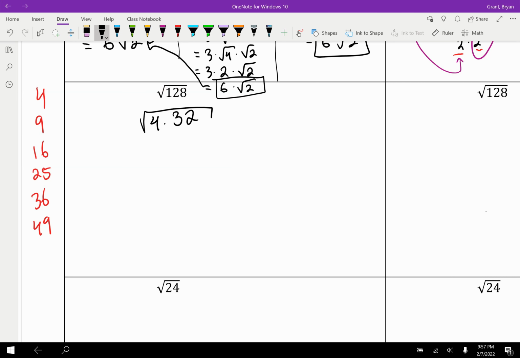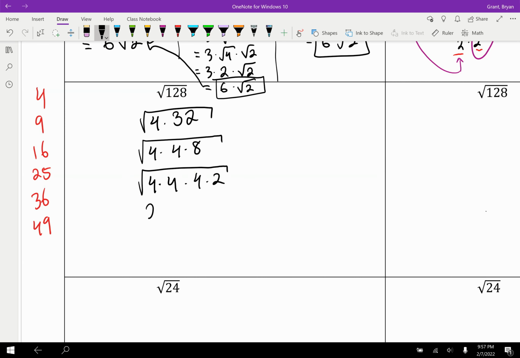All right, now, looking at this, we're going to use another secret, sneaky method here. I bet 32 has another perfect square hiding in there as well. I, in fact, know that 4 times 8 is 32, right? 4 is still a perfect square. And, in fact, I know that 8 has another perfect square hiding inside of it. 8 is 4 times 2.